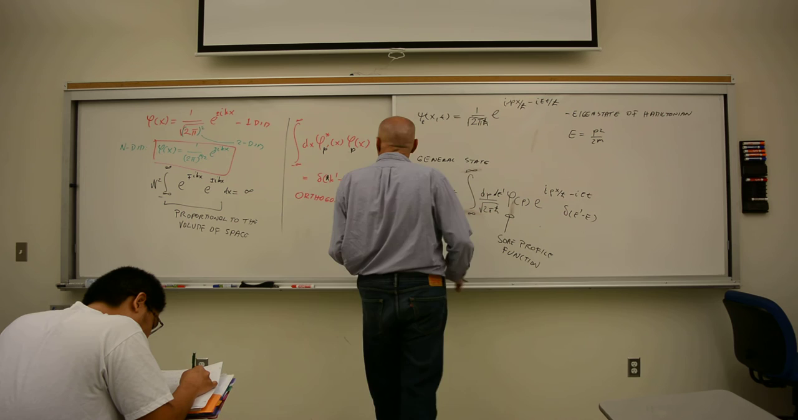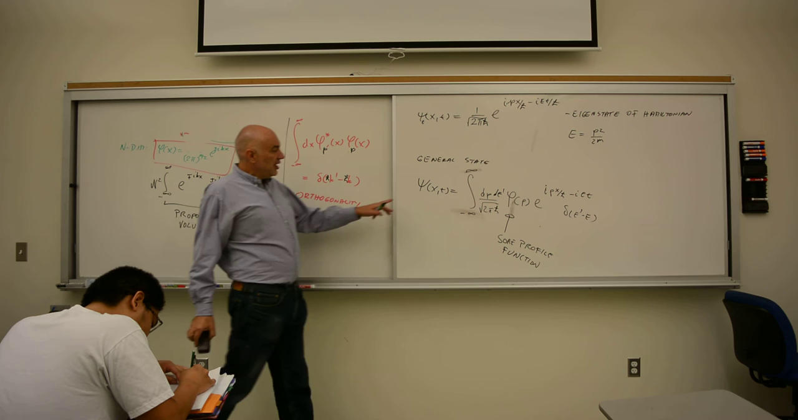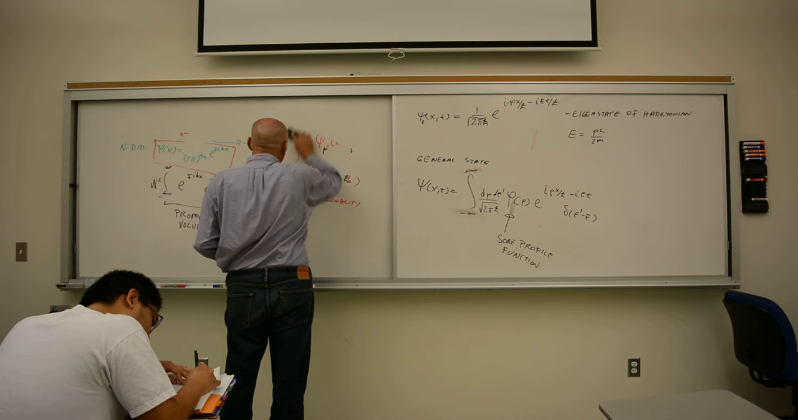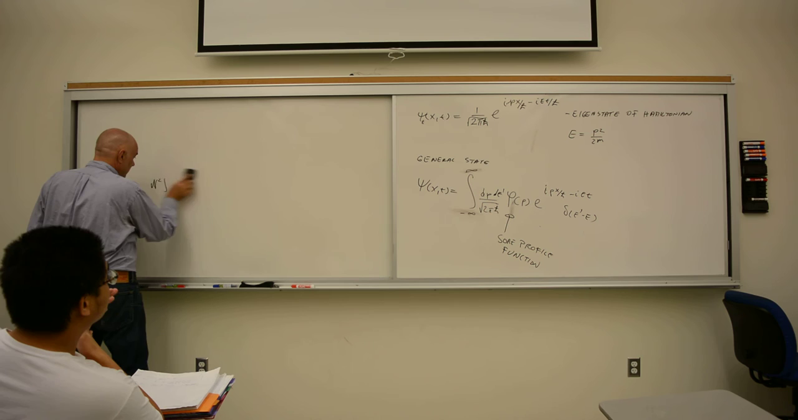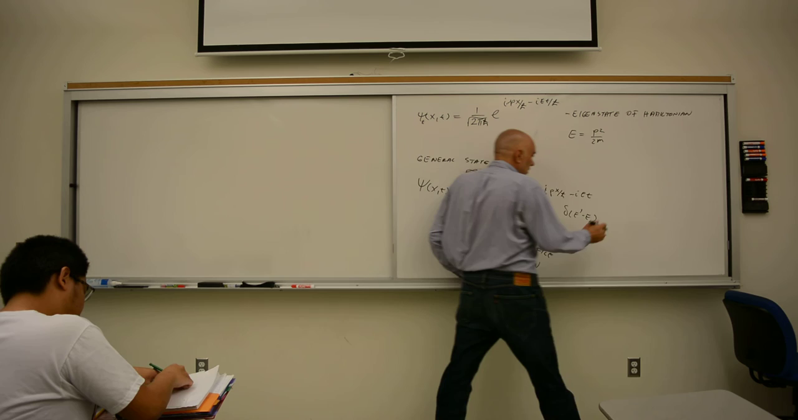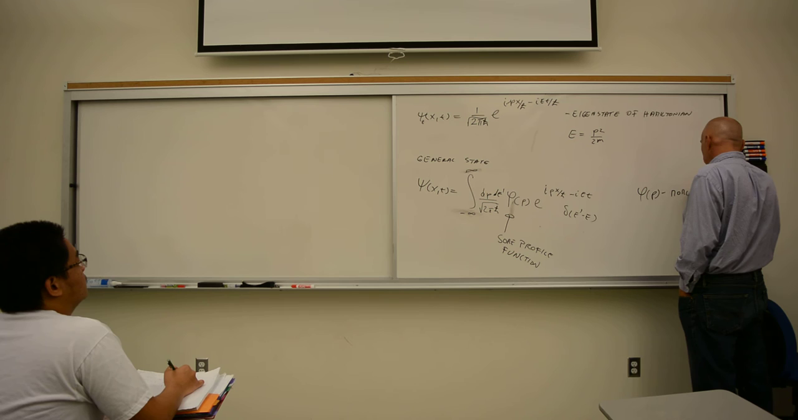What I want to do today is actually compute this for some specific choice of phi. Phi of p is sometimes called the momentum space wave function.